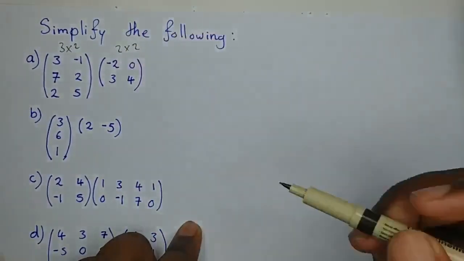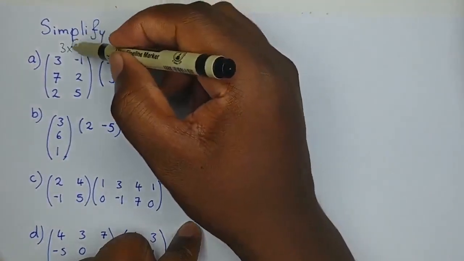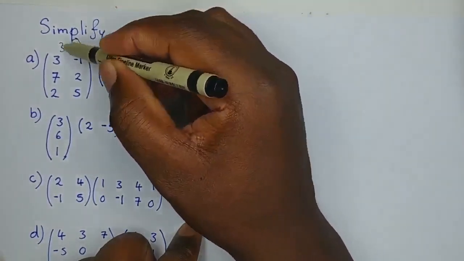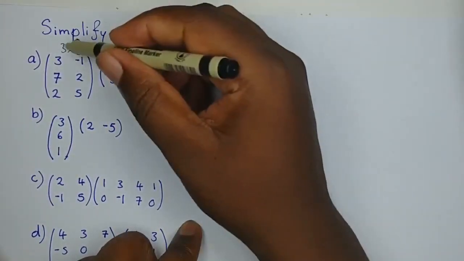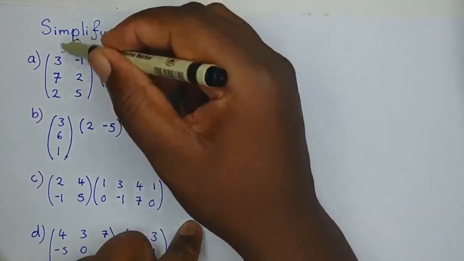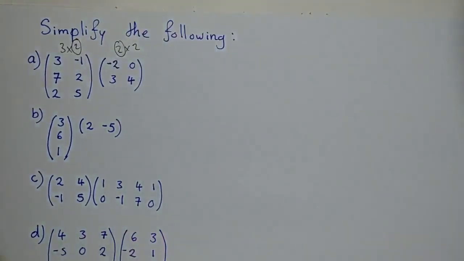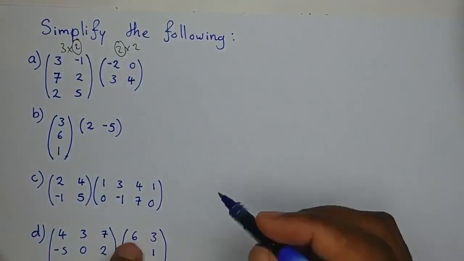So the idea is that, like we said, the columns of the first, this number here and this number here, must be the same, meaning that our final answer must be a 3 by 2, the remaining numbers. So let's go ahead and multiply our matrices. So let's produce a 3 by 2.